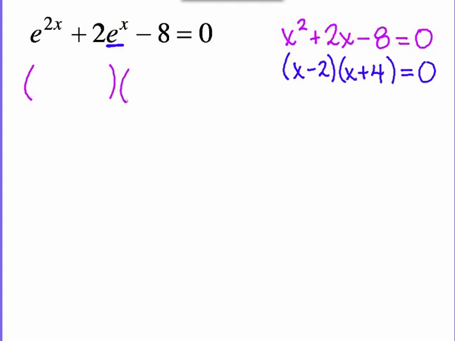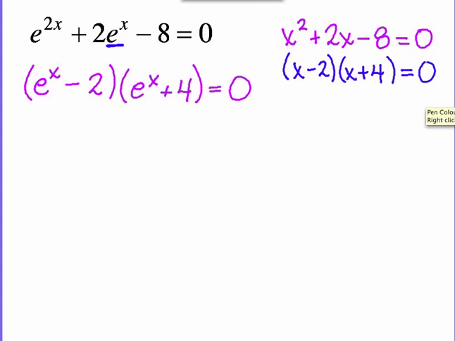Can somebody tell me what that big difference is going to be? It's going to be right here: e. So it'll be e to the x minus 2 and e to the x plus 4. All you're going to do there is, one, make sure it's written in order, and two, say, I'm looking for two factors of 8 that differ by 2. You're going to do the same thing, except e to the x is going to be your first term.